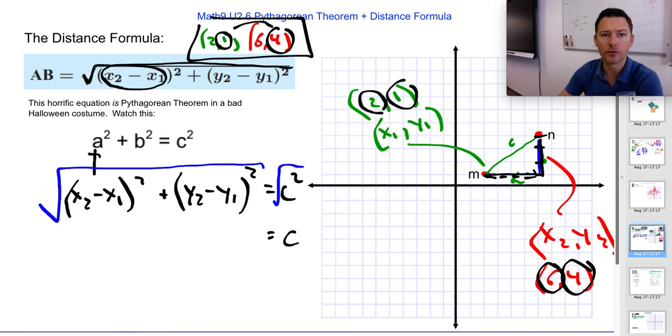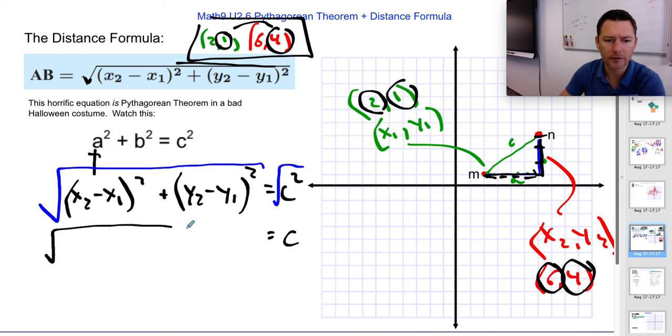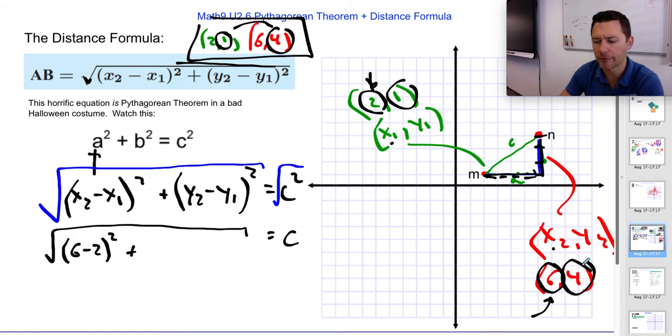So if we wanted to use the distance formula on this idea, you'd say, all right, I want the distance between m and n. Let's take the square root of the change in the x values. Well, it goes from 2 over to 6. Those are the two x values. So you'd say 6 minus 2 to find the difference between those. And then it goes from 1 up to 4. To find the difference between those, you'd say 4 minus 1.